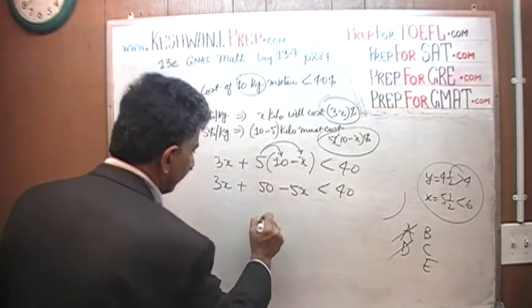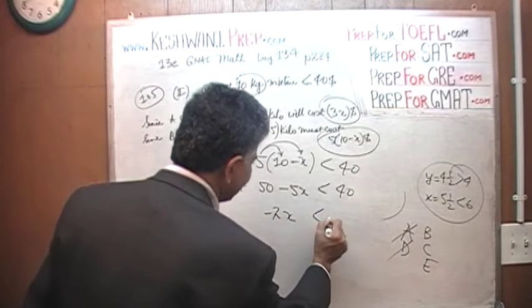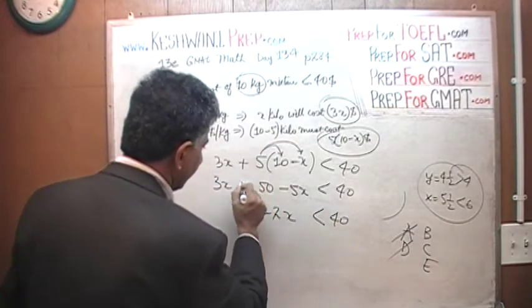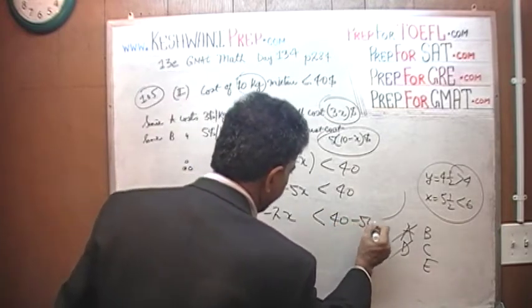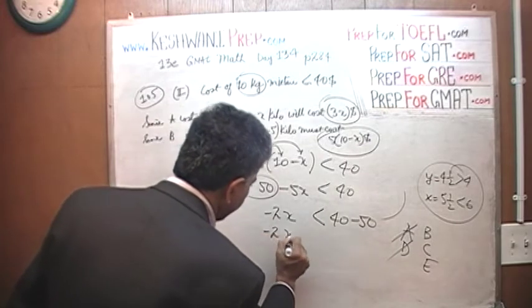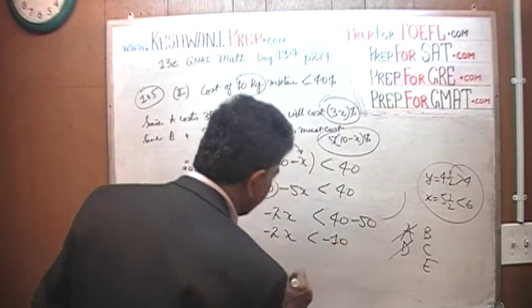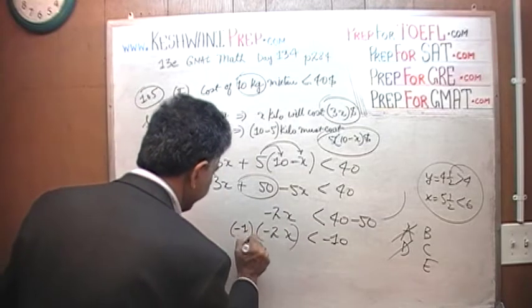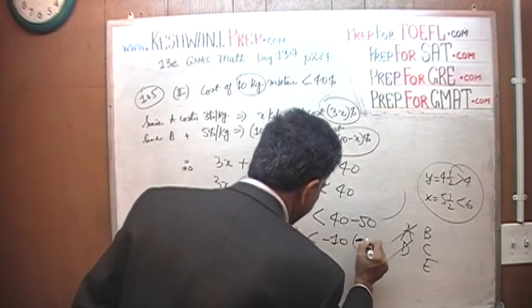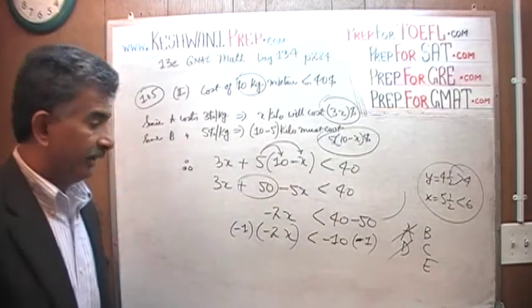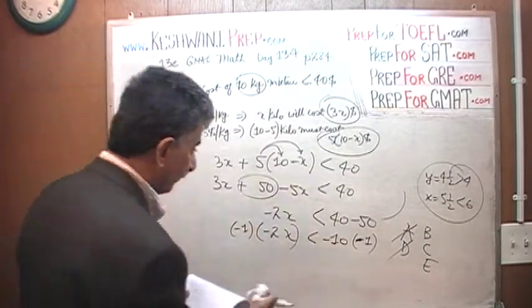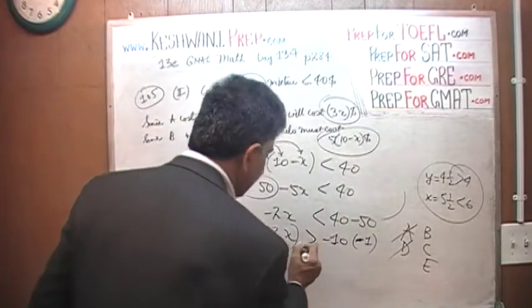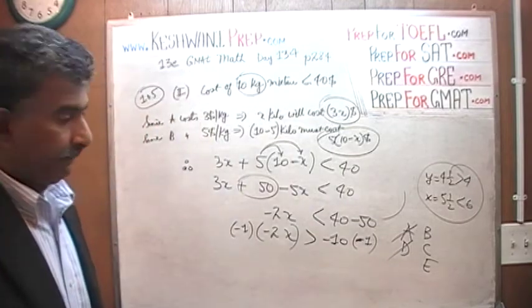3x minus 5x is negative 2x, which is less than 40. Bring the 50 to this side, and we get negative 2x is less than negative 10. If you were to multiply both sides by negative 1, it will change the direction of the inequality.